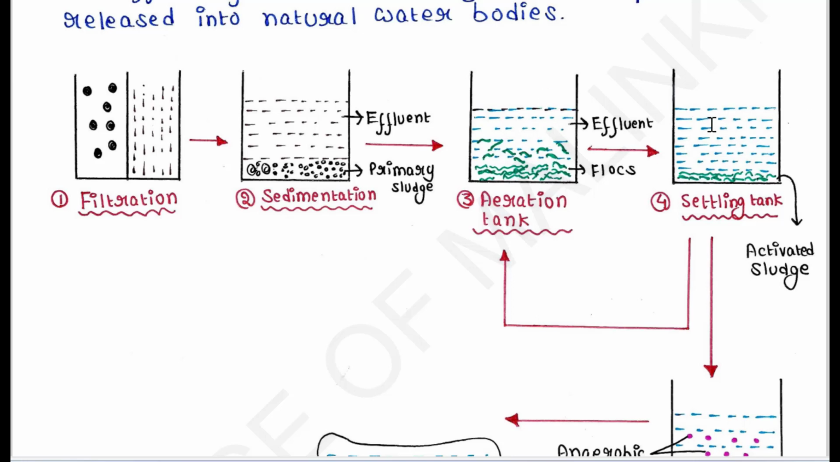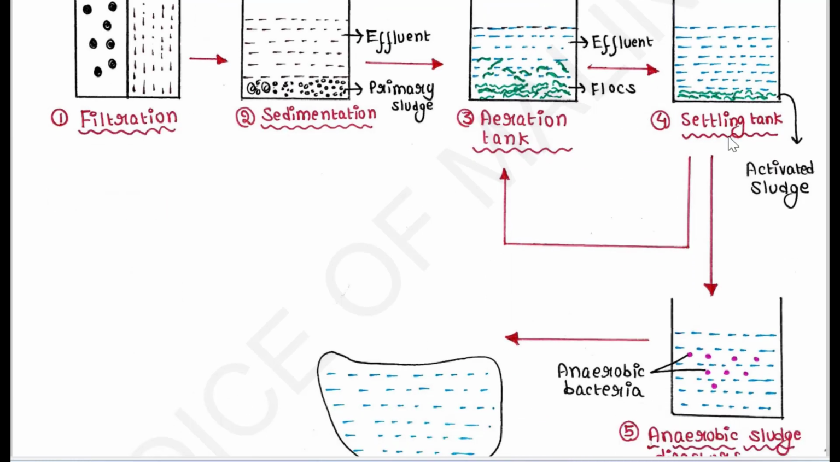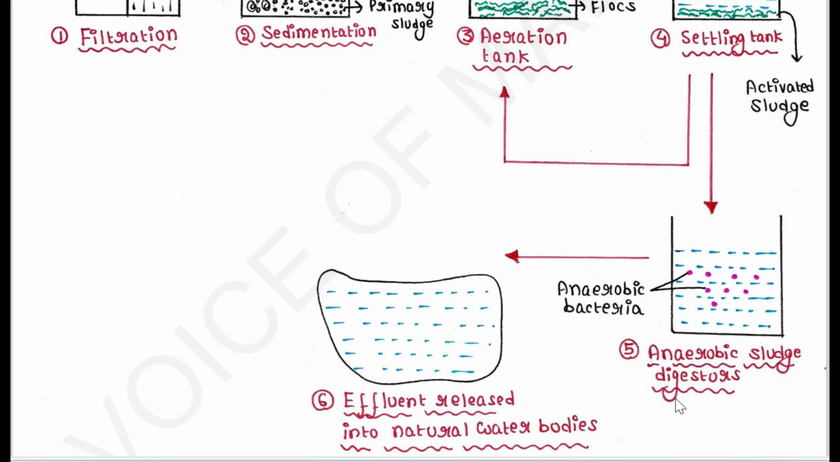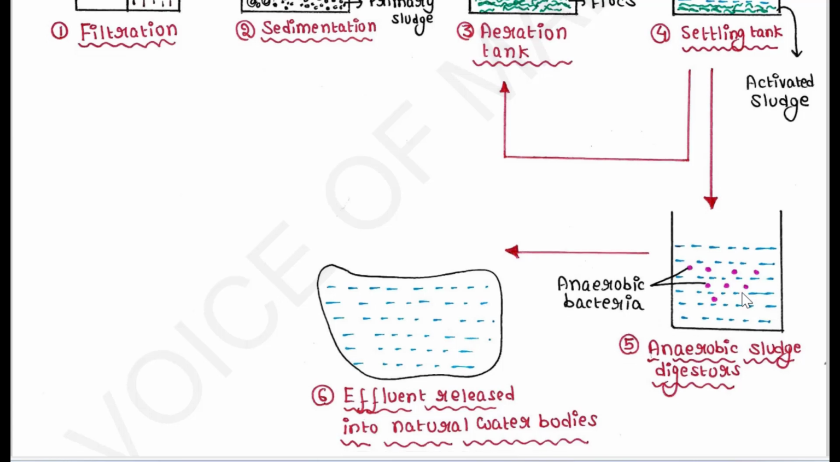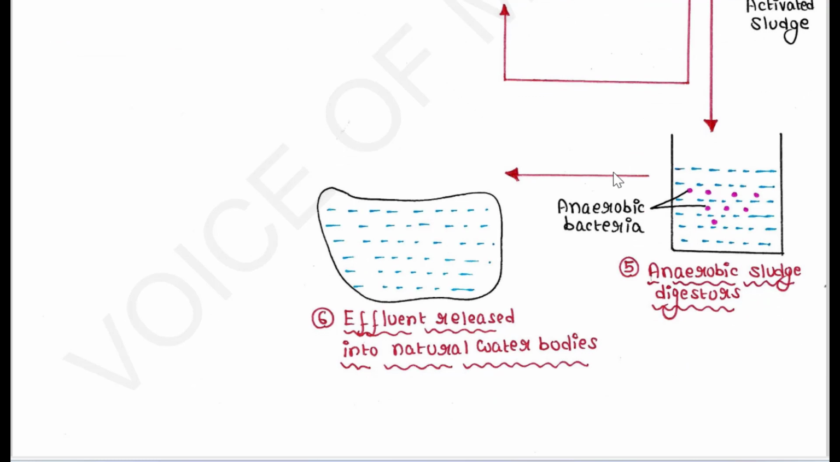In the settling tank, activated sludge will be formed and a little bit of activated sludge is returned to the aeration tank for the next cycle, and the mixture is now transferred to the anaerobic sludge digesters. Here anaerobic bacteria are digesting the aerobic microbes, and now the water is pure. So the effluent is released into natural water bodies. So this is the scheme.